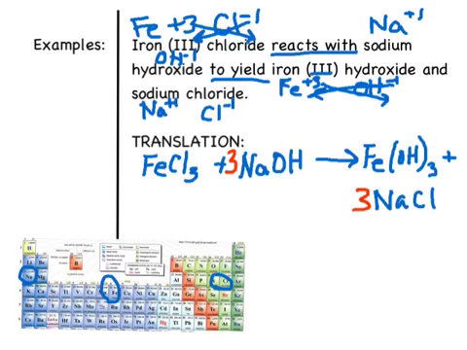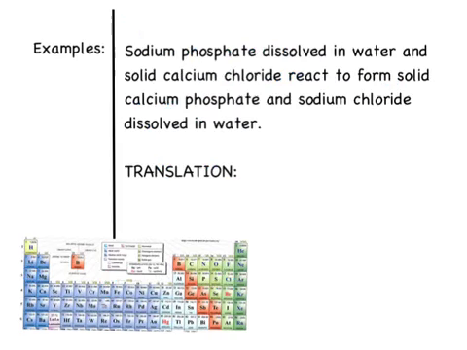Alright, there's the balanced one. Okay, now we're going to do 2 more examples. One more like this, and then the last one will be translated back into words. Alright, here's another example where we're given words and we have to translate that into chemical symbols or a chemical equation. So again, we're going to take it one word at a time and translate it into symbols.